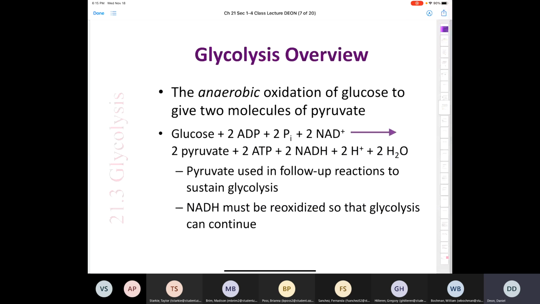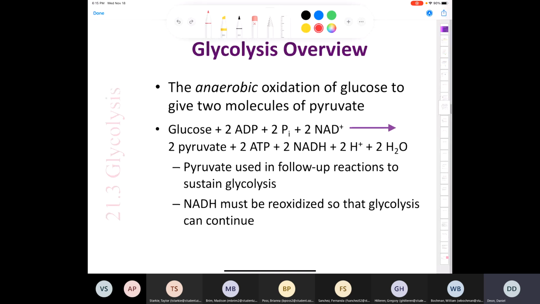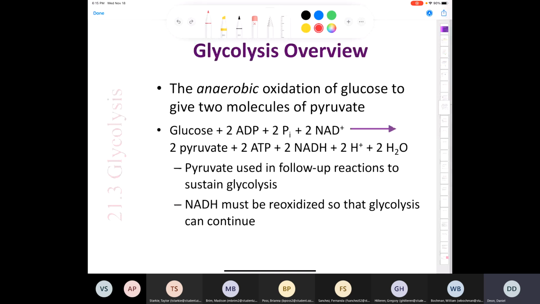It doesn't require any oxygen. Pretty crazy when you think about it. Here's the overall reaction. We have glucose, and notice the stoichiometry. We have only 1 mole of glucose, right? And then it's going to react with 2 molecules of adenosine diphosphate, 2 inorganic phosphates, 2 of this coenzyme NAD+. What do we end up with?